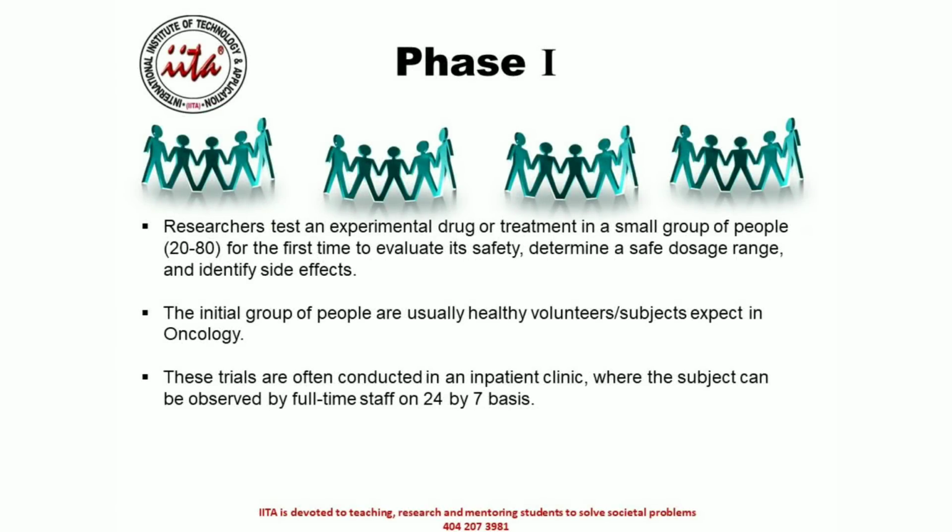Phase 1. In this phase, researchers test an experimental drug and treatment in a small group of people for the first time, basically to evaluate its safety, determine a safe dosage range, and identify side effects. The initial group of people are usually healthy volunteers or subjects, except in oncology. These trials are often conducted in an inpatient clinic where the subject can be observed by full-time staff on a 24/7 basis.